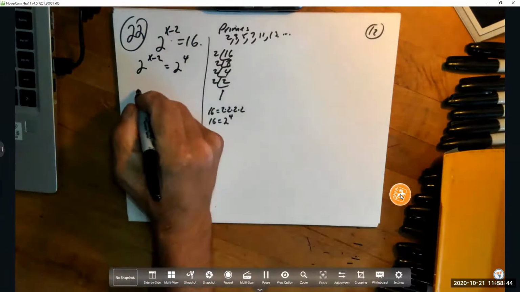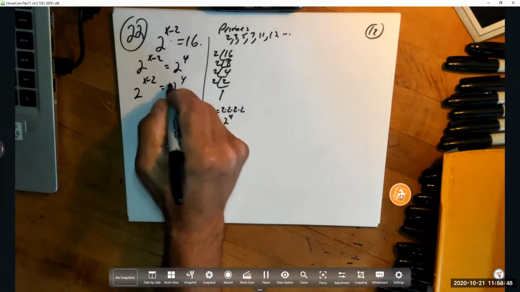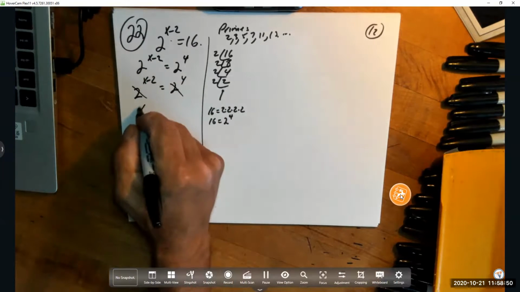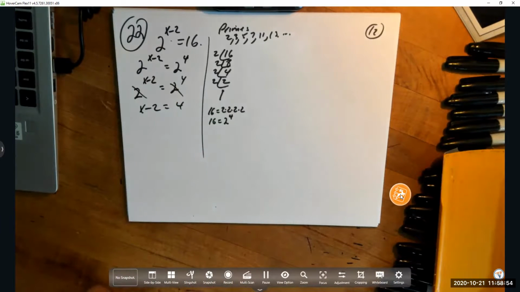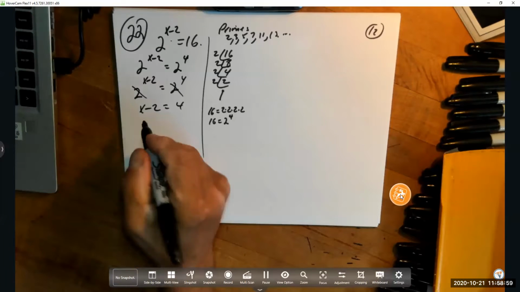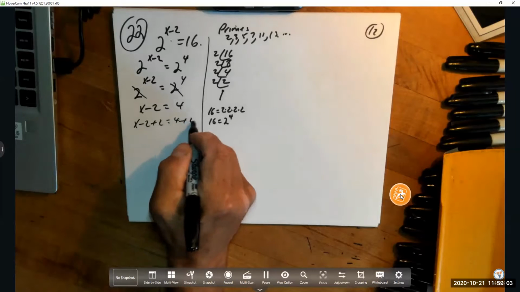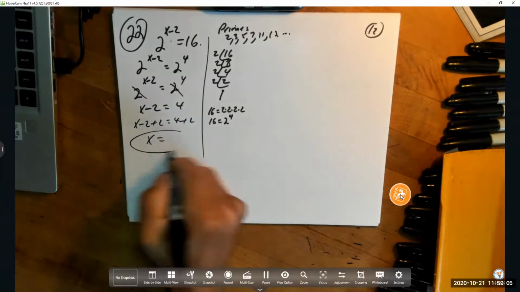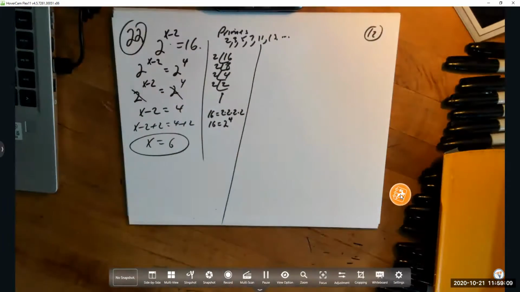And then, since I know that they're matching, can I just automatically kill these off like this? So x minus 2 must be 4. And then how do you do the next step? Add something. Plus 2. Plus 2 equal plus 2. So x must be what number? 6. Okay. All right.